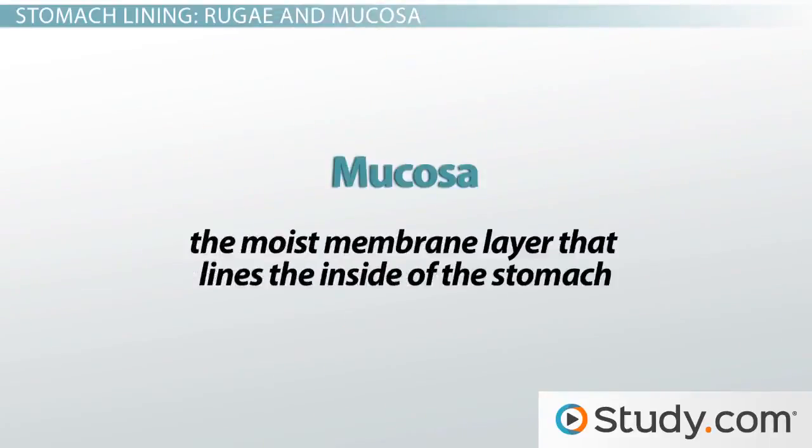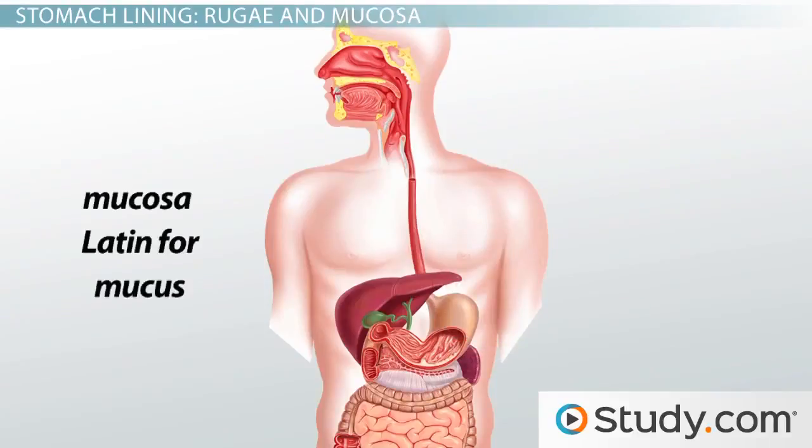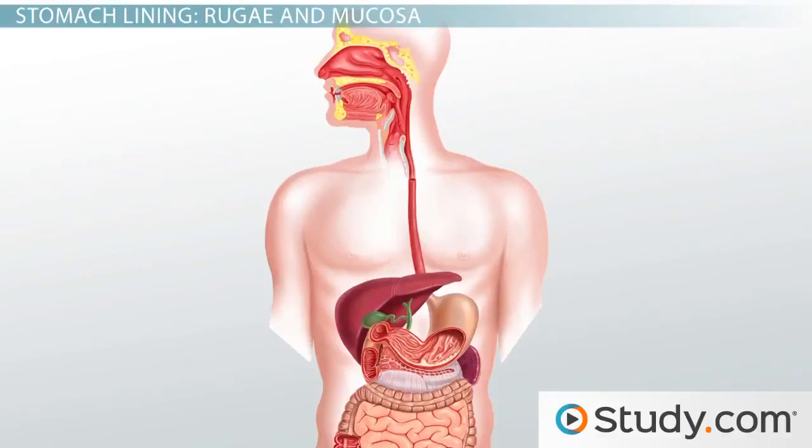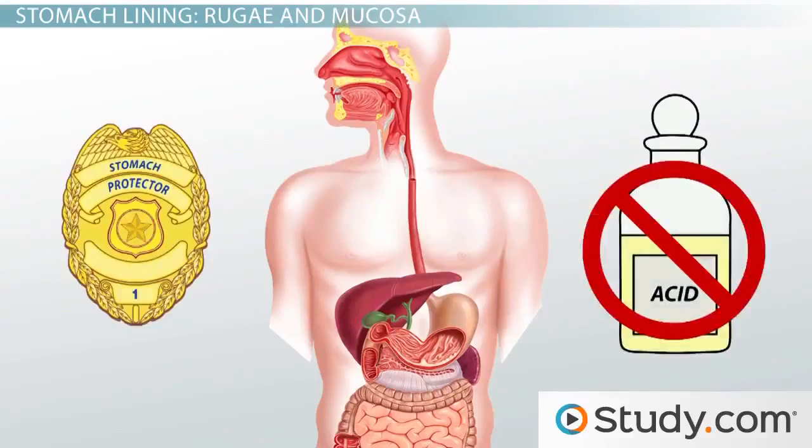The mucosa is the moist membrane layer that lines the inside of the stomach. In fact, the mucosa lines the entire length of your digestive tract. So we can say that the mucosa is the layer of the digestive system that comes in direct contact with food mass. The word mucosa is Latin for mucus, and while you might not like thinking about mucus coming in contact with your food, it will help you remember the term. Mucus actually plays an important protective role within the digestive system and often protects the digestive lining from acids.